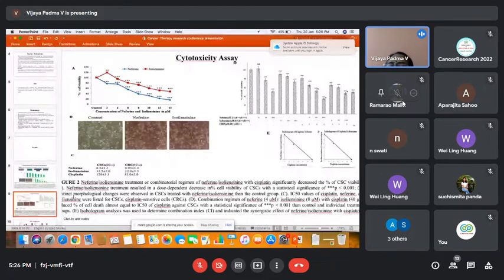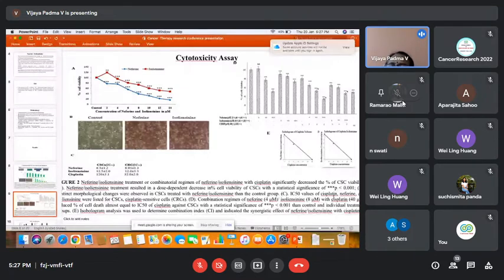So here you can see the isobologram, how we have shown the cisplatin concentration, the IC50 value found in combination, with cisplatin and neferine. Figure E shows the combinatorial regimen of neferine and cisplatin, where the neferine dosage was only 4 micromolar along with 40 micromolar of cisplatin. It induced 50% cell death.